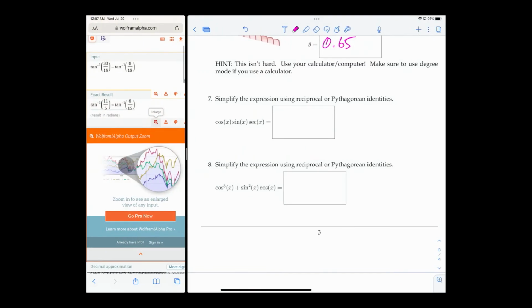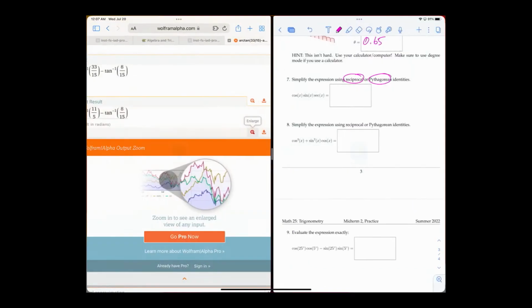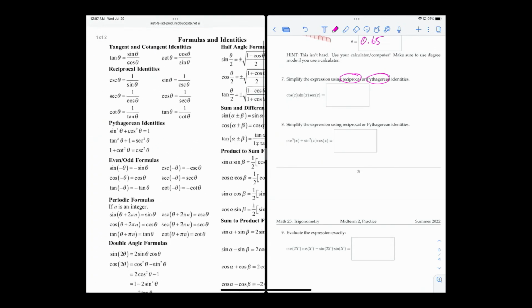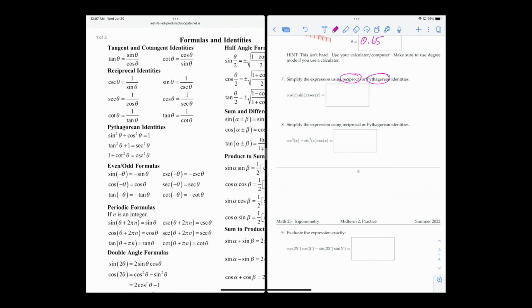All right, now we're into chapter 9. Chapter 9 is the beginning of identities, so we're going to have to refer to some of them. The ones you need to know are the reciprocal and Pythagorean identities. So those are the first ones we deal with. So let's look at our cheat sheet. They're kind of the ones in the upper left, right?